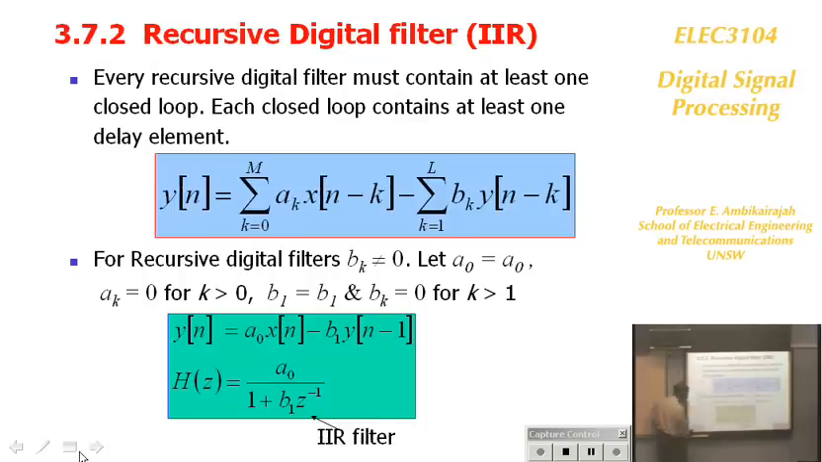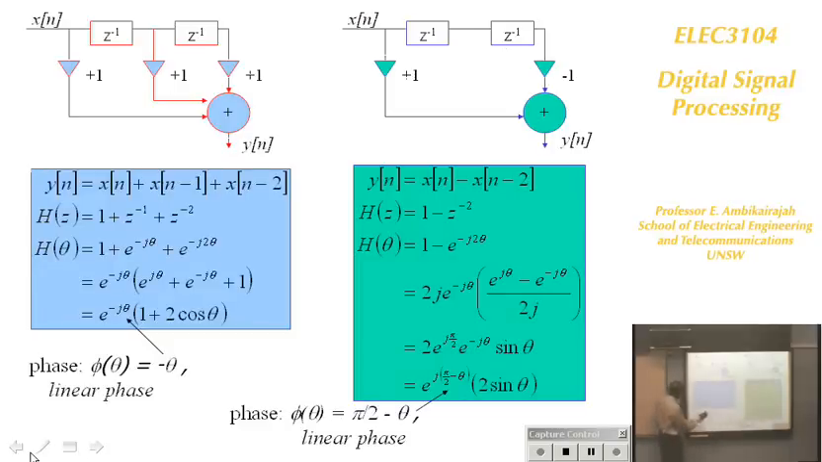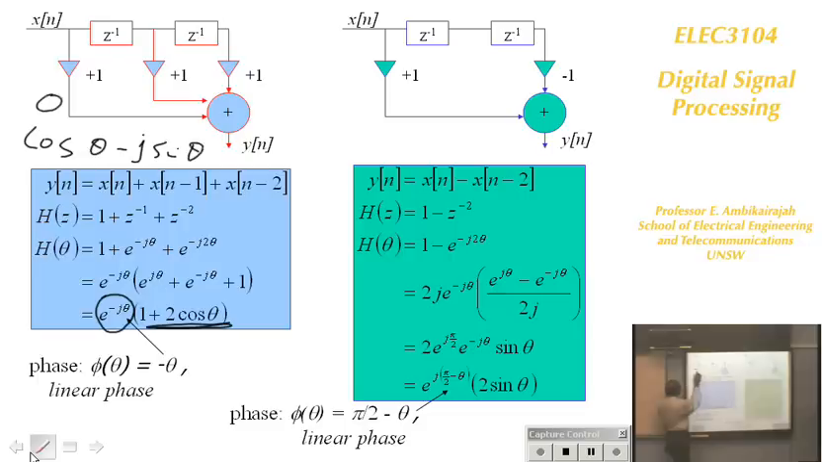When you have an equation for H(theta), this is your magnitude, and here's the phase. From here, we can read out the phase as minus theta. That is linear, you can see it's a linear phase, because that's a straight line equation.